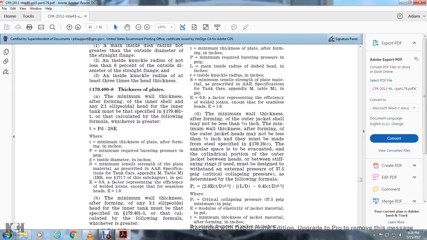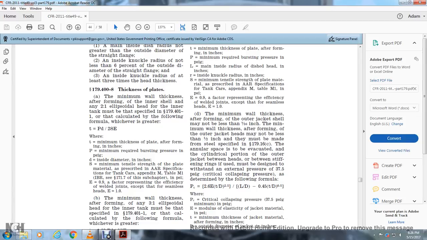179-408, thickness for the plate. The minimum wall thickness after forming of the inner shell of the 2-to-1 ellipsoid head with the inner tank must be as specified with 179-401. The calculated with the following formula, whichever is greater. T equals PD over 2 SE.